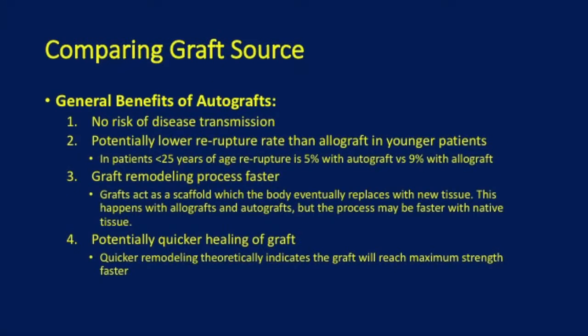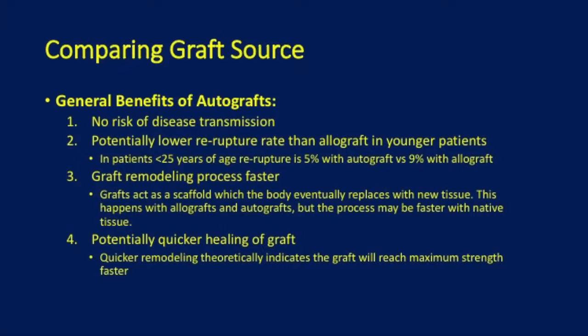If you compare graft sources, there are general benefits of autografts. There's no risk of disease transmission, and there's potentially a lower re-rupture rate than allograft in younger patients. One study in patients under 25 years of age cites a 5% re-rupture rate with an autograft versus a 9% with an allograft. The advantage of autograft diminishes in that study as the patient reaches age 40.